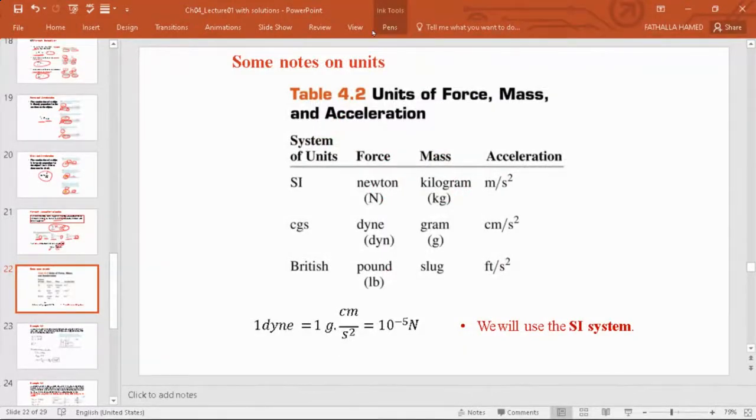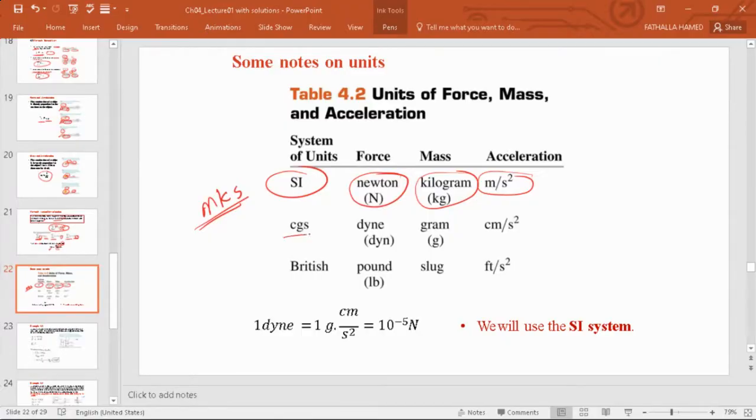So in SI units, we use newtons to measure the force, and we use kilograms (kg) to measure the mass, and acceleration is measured in meters per second squared. The SI unit system is sometimes referred to as the MKS, where M stands for meter, K stands for kilogram, and S stands for second.